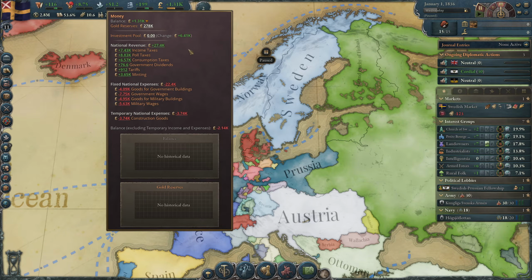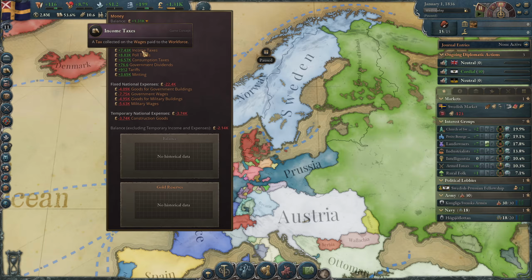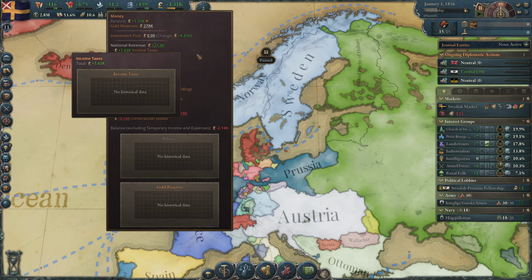But then we have our national revenue, that is our income at the moment. At the moment we have 7.4 thousand out of income taxes. That is a tax that is collected on the wages paid to the workforce. And that is why we need our peasants that are in the subsistence farms. We want them to become a worker, so that we can tax them off their wages into our coffers. So this number should increase over time.